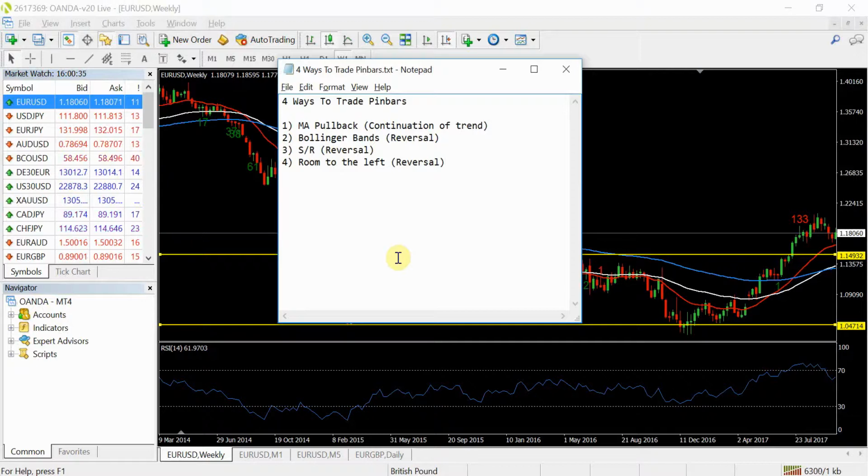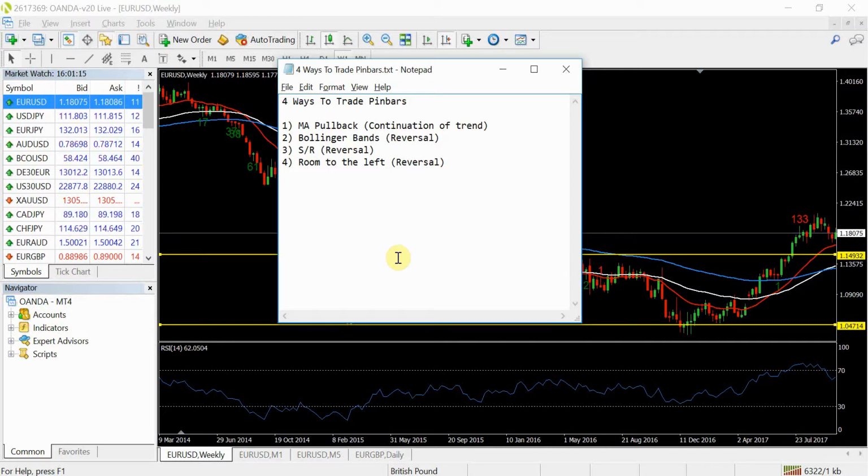So the second way to use the pin bar is using Bollinger Bands. For those who don't know what Bollinger Bands are, they are a measure of volatility, where normally you have a 20 period moving average, and then you have two standard deviations above and below that moving average. Effectively it's saying that price is normally contained within the bands roughly 95% of the time. So every time price touches or exceeds that band, there is a strong indication that price will reverse.